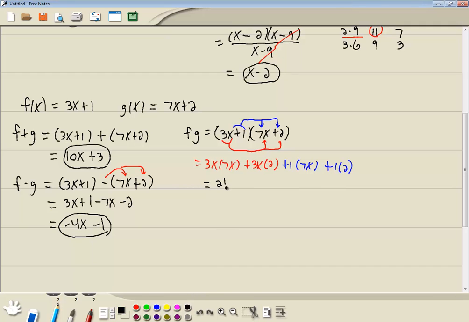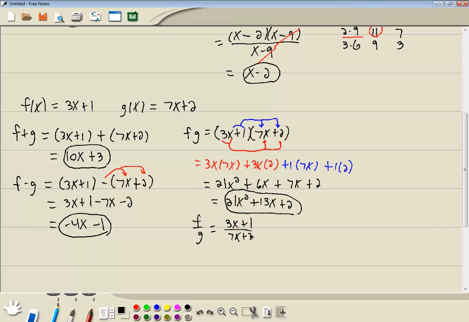Well, 3 times 7 is 21, x times x is x squared. 3x times 2 is 6x, 1 times 7x is 7x, 1 times 2 is 2. So we get 21x squared plus, always combine like terms, 6x plus 7x is 13x, plus 2. And that's our answer. Now f divided by g. Well, put the 3x plus 1 up on top, put the 7x plus 2 down below. And this is a rational expression, but again, I cannot simplify this because I cannot factor the top or factor the bottom. So this would actually be our answer.